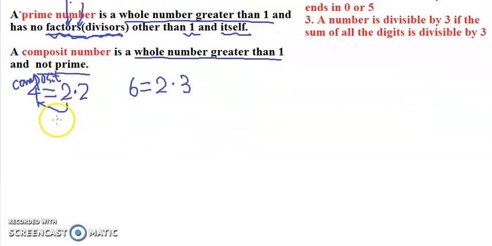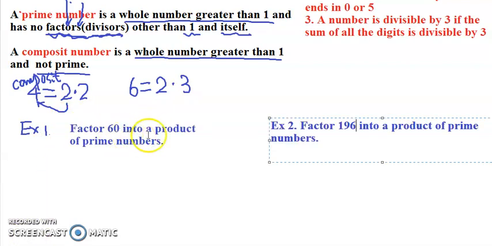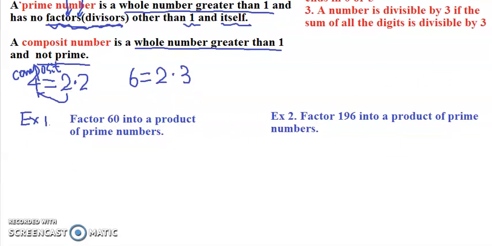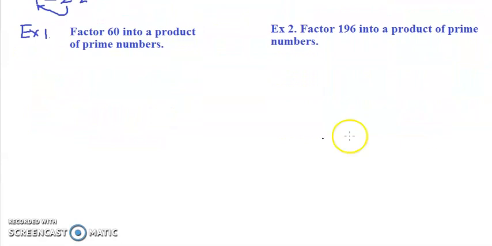Now we're going to look at, say, what if we want to break down 60 into all the prime numbers. We look at these two examples. The first one, we want to factor 60 into a product of prime numbers. And so we can use something called a factoring tree to help us do this kind of question.